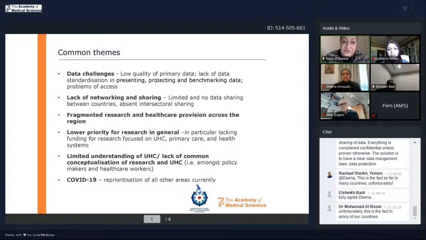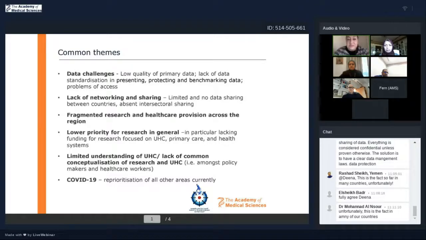And then there is the point of the fragmented research and healthcare provision across the region. Definitely we have fragmented research, and definitely we have duplication of researchers. The duplication is not really bad, you know what I mean? But the fragmented part is the worrying part. And then we move to the lower priority for research in general, and in particular lacking funding for research focused on universal health coverage, primary care and health systems. If we're talking about the allocation of funds, we need to understand who is responsible for this allocation, and what is the process by which we are allocating funding, particularly if we don't have a national health research strategy with prioritized issues.